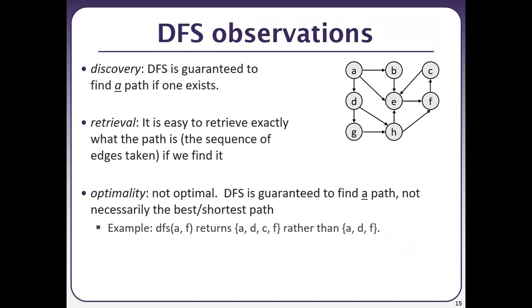So from the DFS pseudocode, we are guaranteed to find a path if one exists. It is easy to retrieve exactly what the path is. DFS is guaranteed to find a path, not necessarily the best or the shortest path. It will find a path.